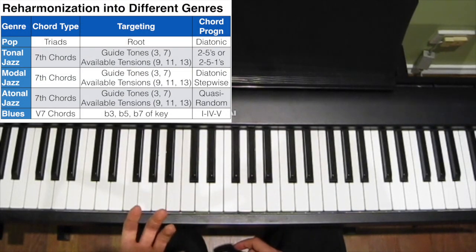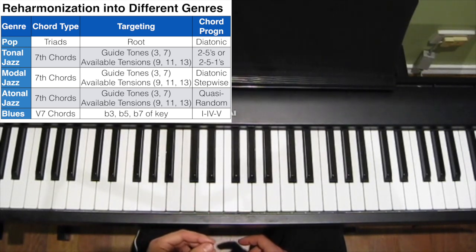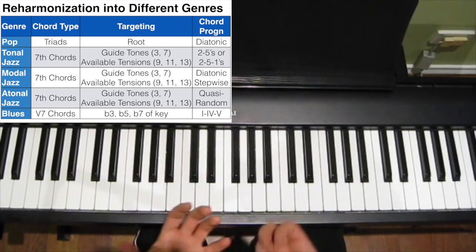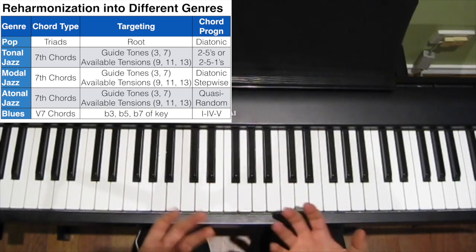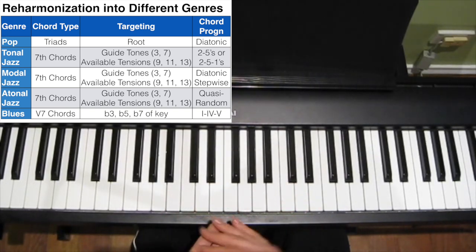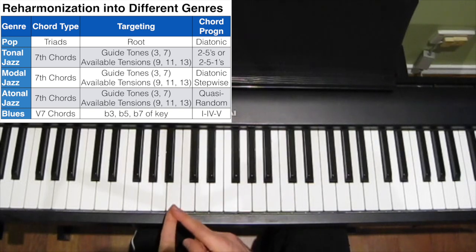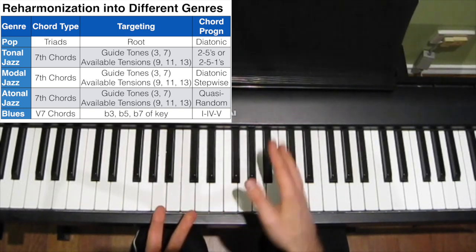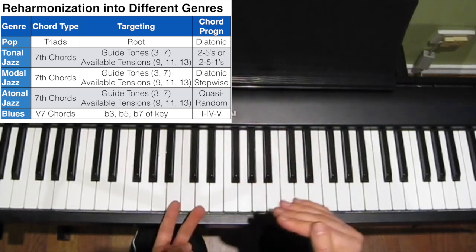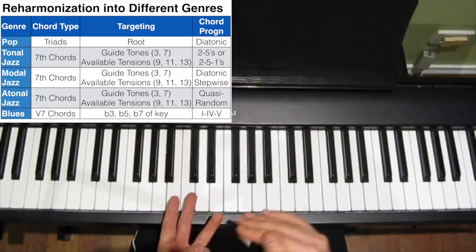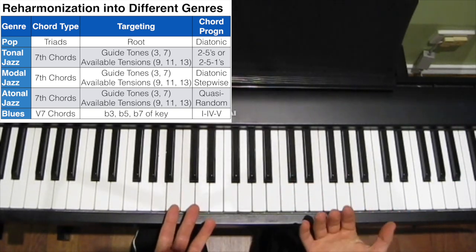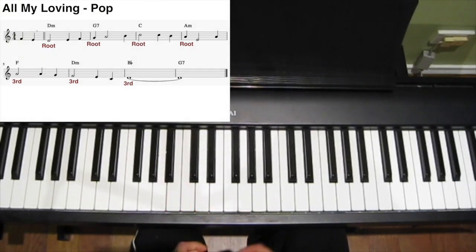So the chord progression you use over a particular melody line can significantly alter the feel and sound of a song. It can also influence the genre of music that particular song falls into. For example, pop songs tend to use triads that are largely diatonic, or in a single key, and the melody tends to target the root of each chord. A good example of this is All My Loving by the Beatles.